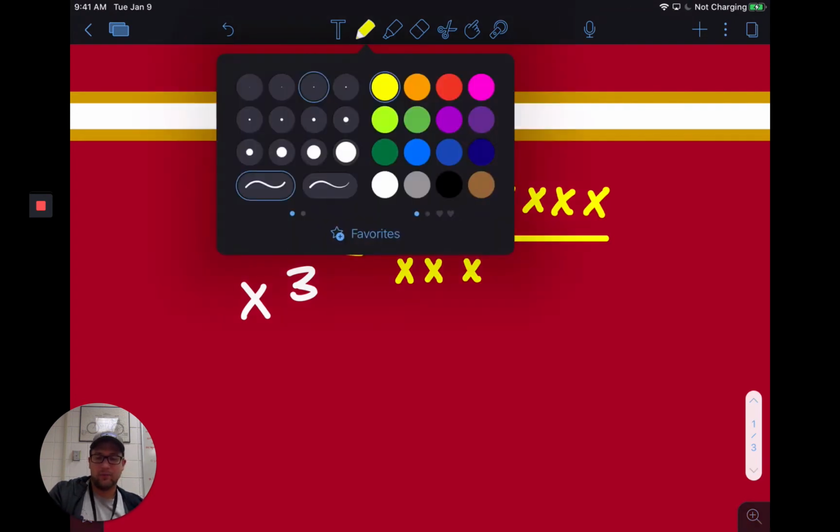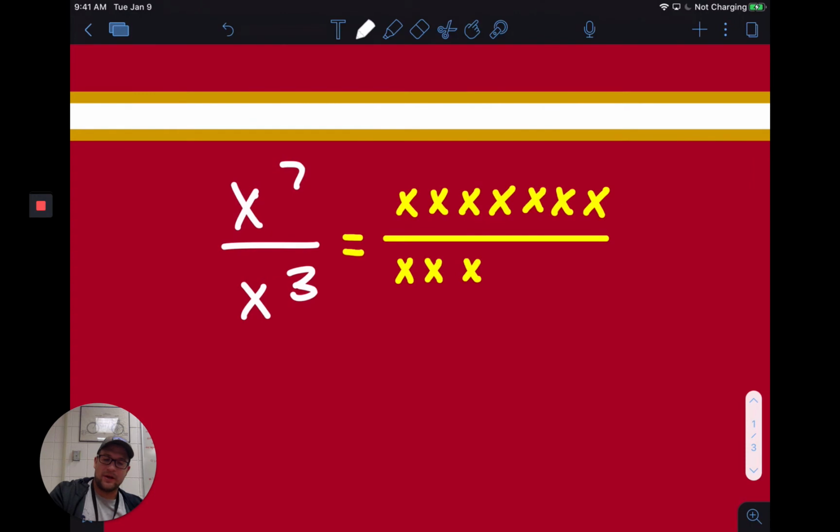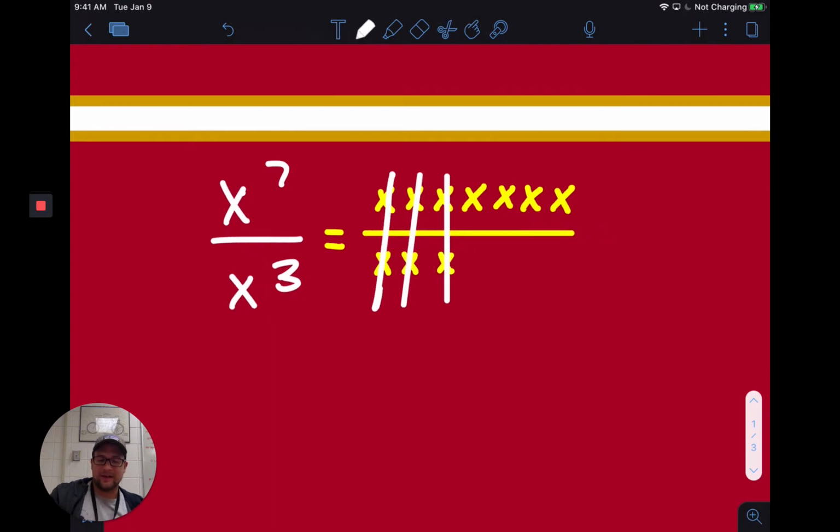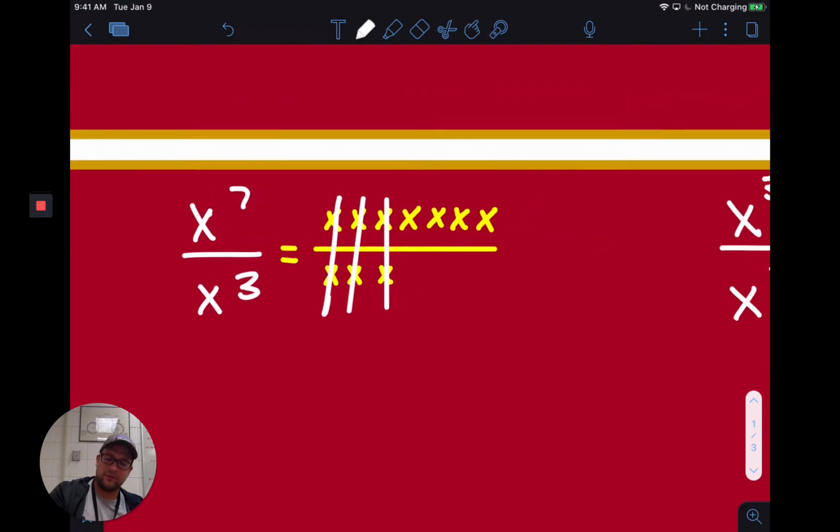Now, in math, whenever we are dividing, and we have same quantities in the numerator and in the denominator, these two quantities actually cancel each other out. So we'll cancel, cancel, cancel. Now, looking at this, what we notice is that we're left with 4 x's up top. So another way we can rewrite that is x to the 4th power. Now, since there's nothing on the bottom, we're going to hold the bottom of that fraction for a second with just a 1. So we have x to the 4th over 1. And of course, that just becomes x to the 4th.